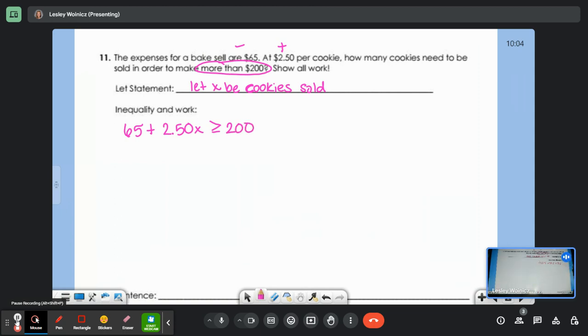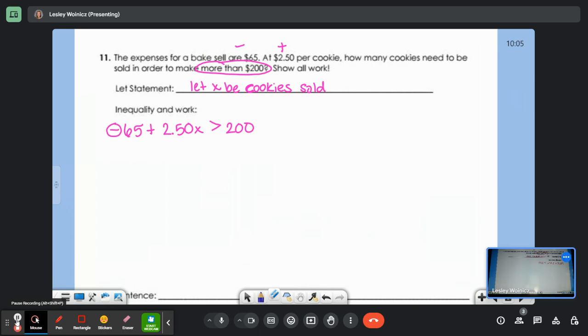Okay, I would say this is over halfway there. What do we know about the expenses, the $65? They're subtracted, so the 65 has to be negative. Okay, I see one other issue. Do we want to make at least $200 or more than $200? So get rid of the line under the greater than sign. That was a tricky one.